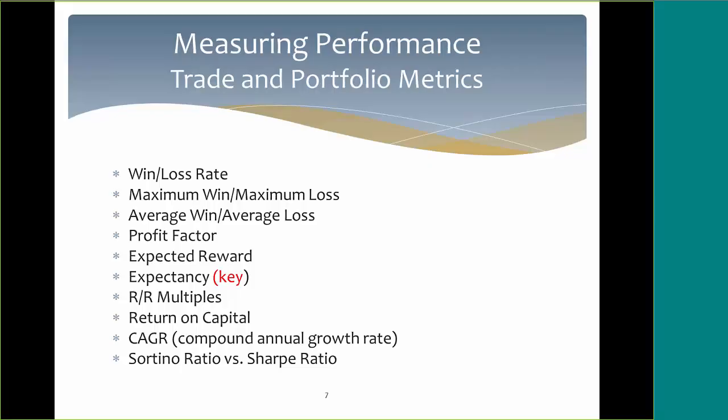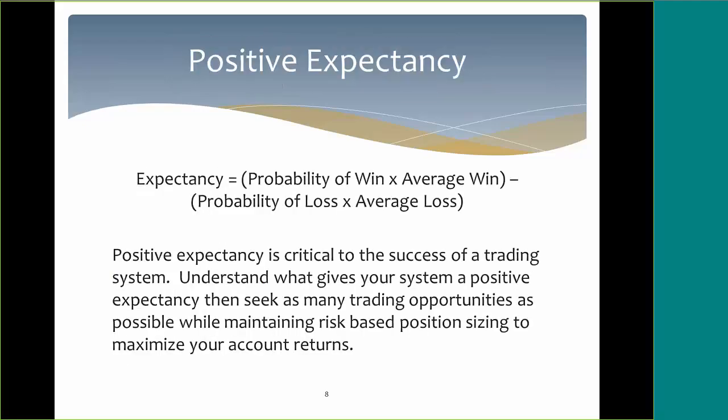Sortino ratio measures the downside variation, and then the Sharpe is both upside and downside. As I showed on the previous slide, expectancy really is key, and I thought it was worth giving the formula so that people could think in terms of what drives expectancy. And it's simply the probability of winning times your average win minus the probability of losing times your average loss.